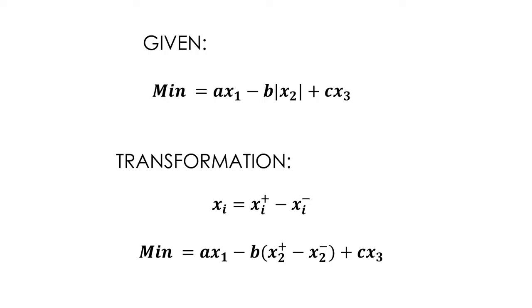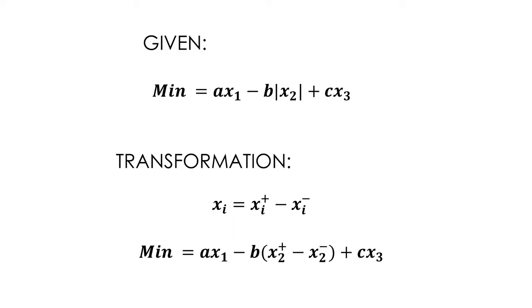For example, minimize z equals a x sub 1 minus b times the absolute value of x sub 2 plus c x3. In this example, a, b, and c are all integer constants of our decision variables. We notice that x2 is part of an absolute value function. Again, an absolute value can only take on a positive value, even if x2 is negative. Therefore, we have to do a linear transformation in order to properly solve the problem.